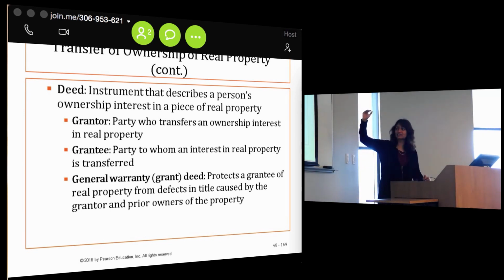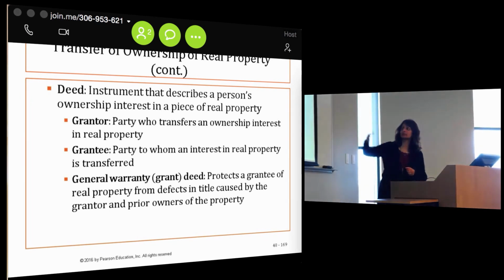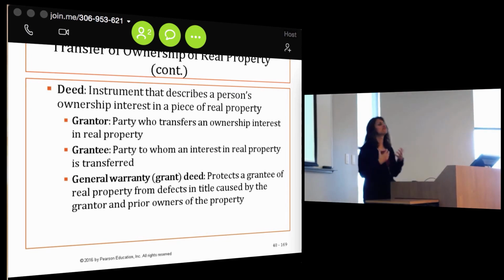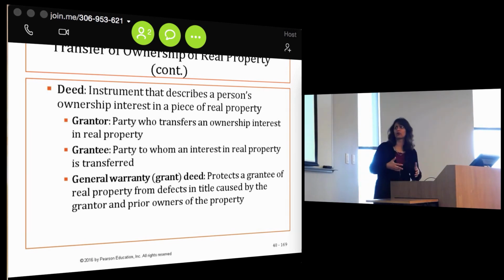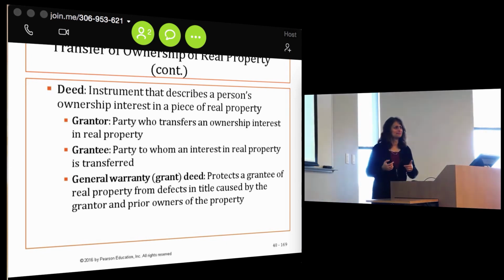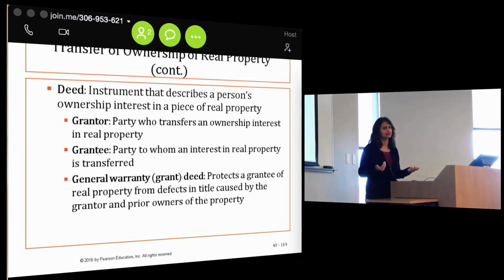So the highest level of protection that a buyer could have is if they get what is called a general warranty deed. A general warranty deed protects the grantee or the buyer of real property from any defects in title that are caused by the grantor and prior owners of the property. What could be a defect in title? Does that mean if the sink doesn't work? No, it doesn't mean that there's something wrong. But how could a title be defective? How could an ownership interest in land be defective? Think.